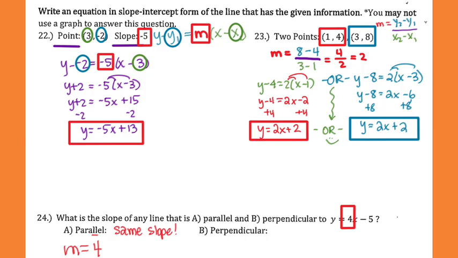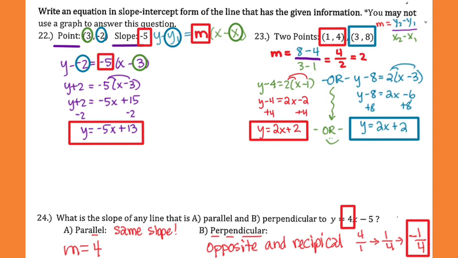And the perpendicular is 3 things. Perpendicular, which means I'm doing more than one thing to it. It's not the same. It's opposite and reciprocal. So instead of 4, it would become 1 over 4 and negative 1/4. So the opposite reciprocal slope would be negative 1/4.